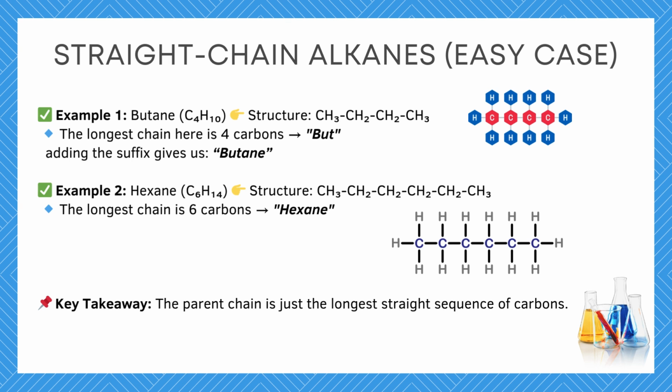The same thing applies to the second example. You can see the longest continuous carbon chain here consists of 6 carbon atoms. That gives us the prefix hex. And then adding the suffix for alkanes, ane, that gives us hexane. So the key takeaway at this point is that the parent chain is the longest straight sequence of carbon atoms.